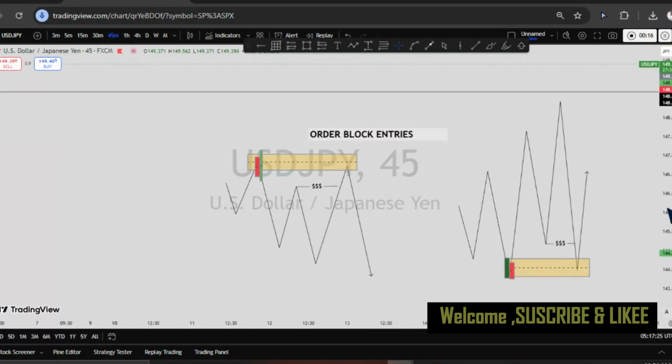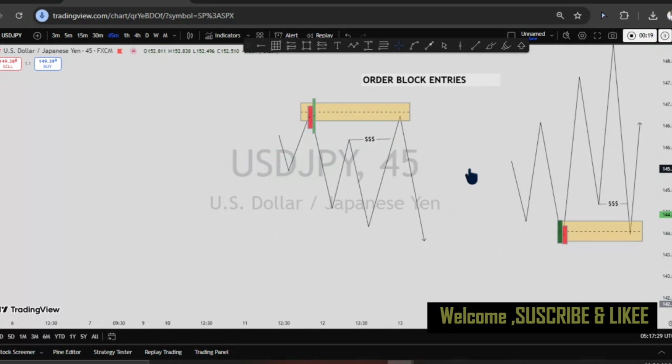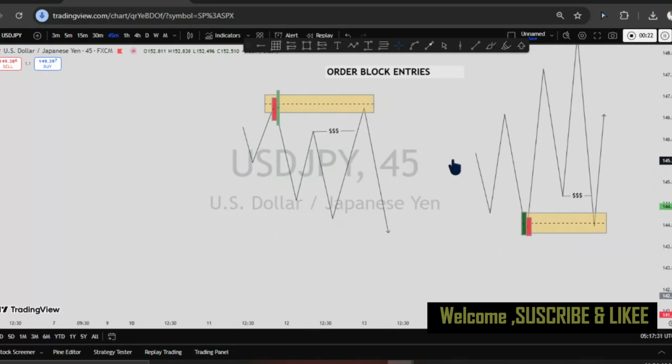Now, we have so many types of entry patterns. We make use of the breaker blocks, the order blocks, fair value gaps, mitigation blocks, and all that. But I'll be narrowing down to just two types of entries, the common ones we have, and I will be using the breaker blocks and the order blocks.